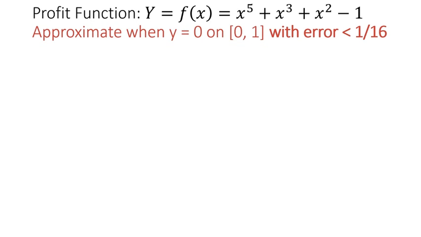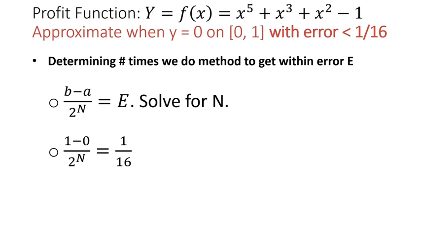Here, my function is y equals x to the 5th plus x to the 3rd plus x squared minus 1. We want to approximate when y equals 0 on the interval from 0 to 1 with an error of less than 1/16. Now that we have a margin of error, before we start, let's just figure out how many times we have to go through with the method before we're going to get our right answer. The way to do that is very simple.